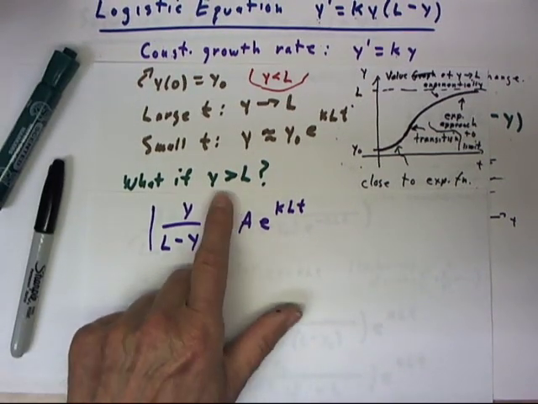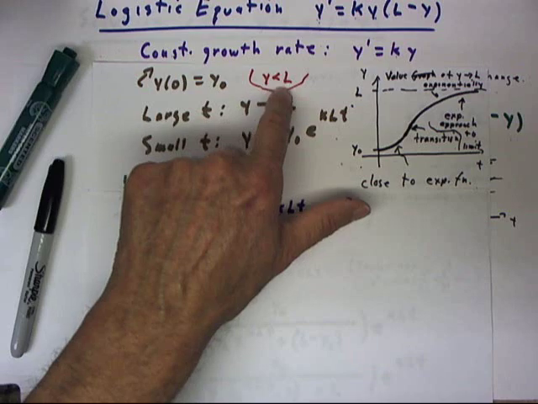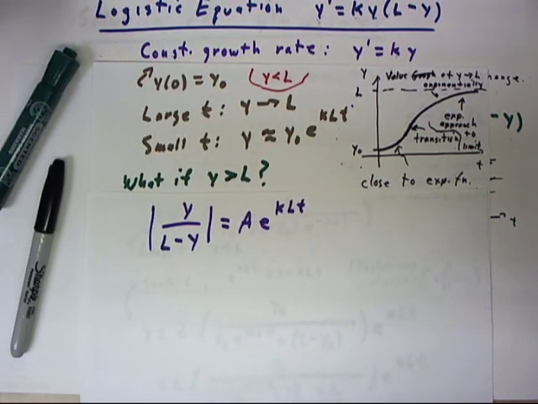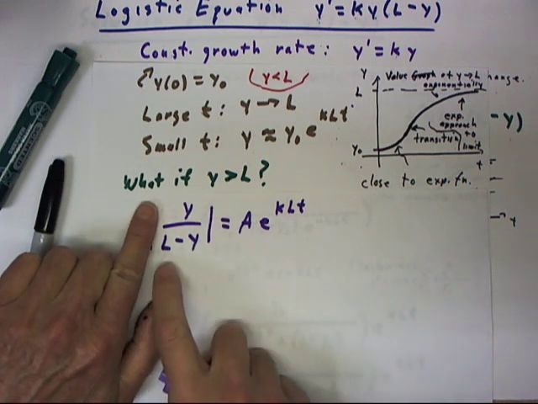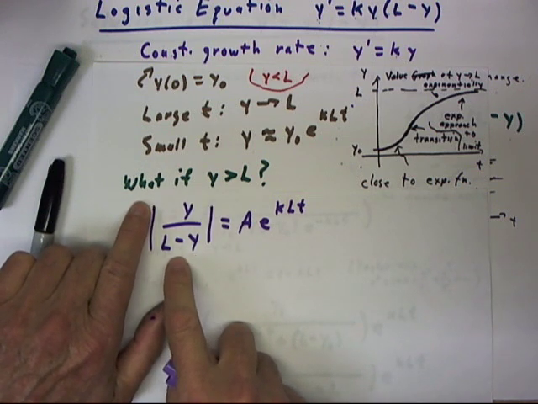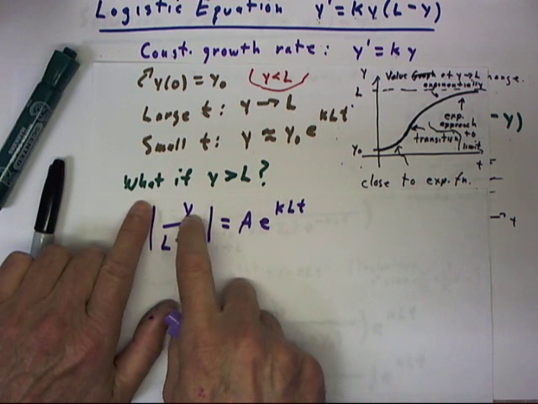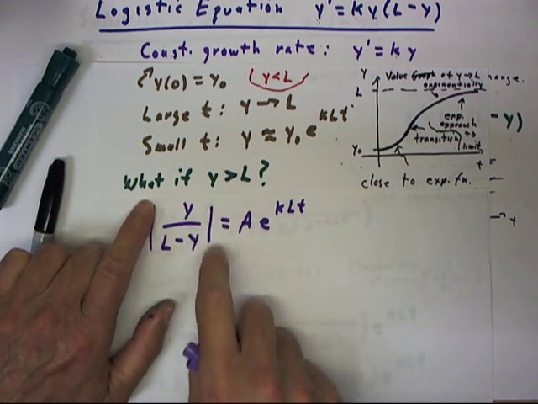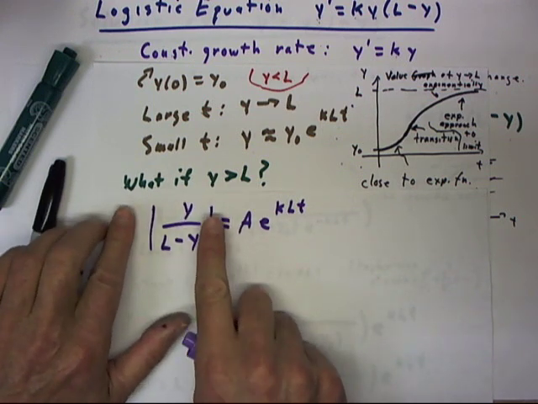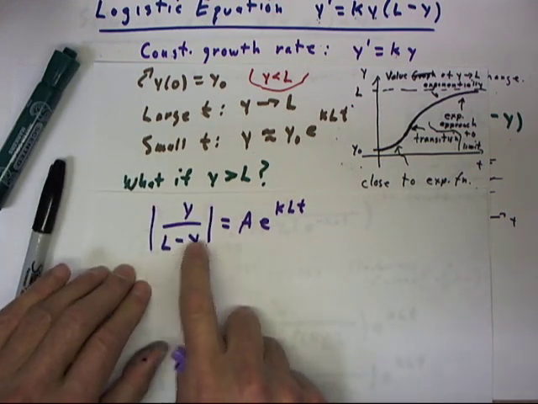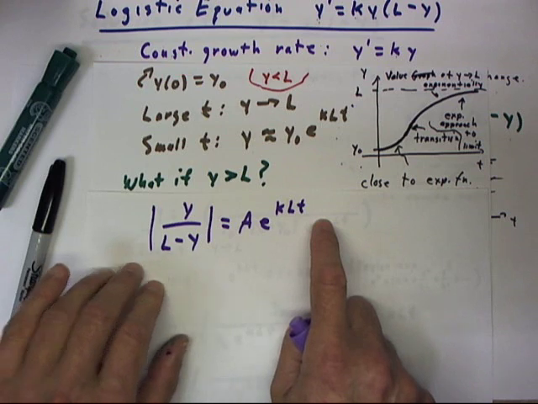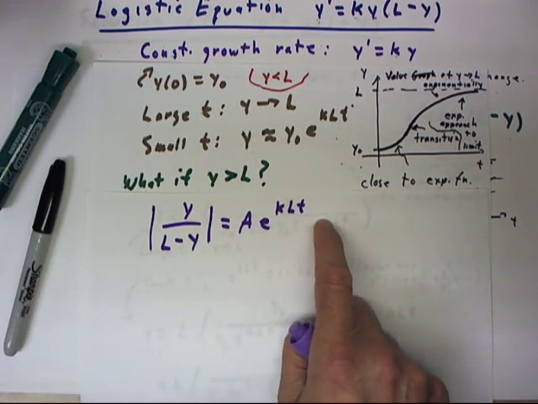Now, at this point we applied the assumption that y was less than L to this absolute value. If y is less than L, the denominator is going to be positive, so y being positive makes this expression positive, so the absolute value of this expression is just this expression. We got this expression equal to A e to the KLt and proceeded accordingly.